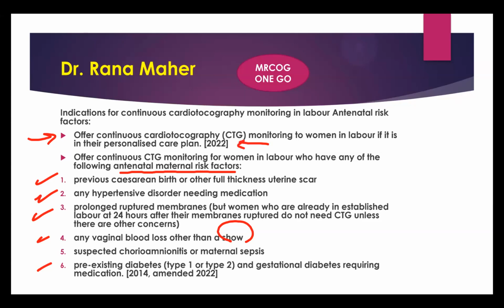This is number one. Number two, any antenatal maternal risk factor. So put any risk factor. Any pregnancy, we will consider it a risky pregnancy or high-risk pregnancy. So we will offer this lady during the delivery continuous CTG, like previous cesarean section, hypertension, previous diabetes type 1, type 2, or gestational diabetes, prolonged rupture of membrane, any vaginal blood loss, or suspected chorioamnionitis.